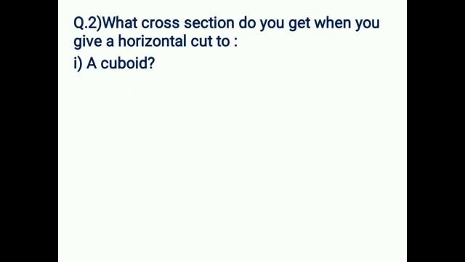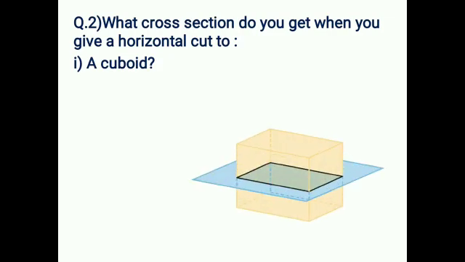Question number 2 is, what cross section do you get when you give a horizontal cut to a cuboid? Okay, so we know that here is the diagram of the cuboid. In this question we have to give a horizontal cut to a cuboid. So when we cut this, which shape is it? See here, the middle black color. Which shape is it? Rectangular. So your answer is rectangular.